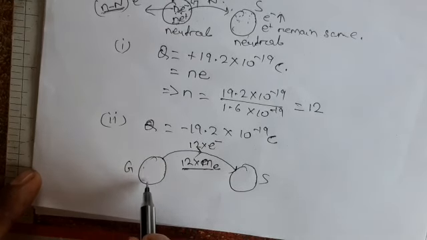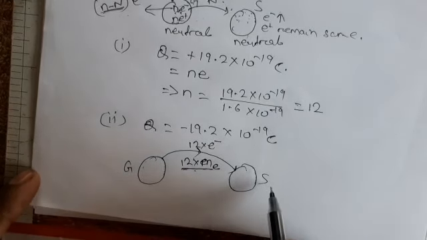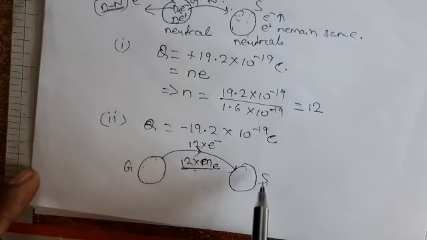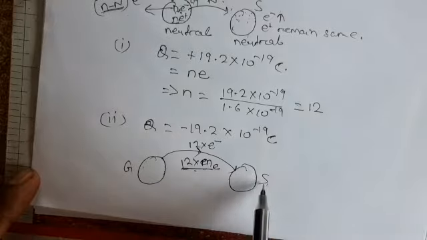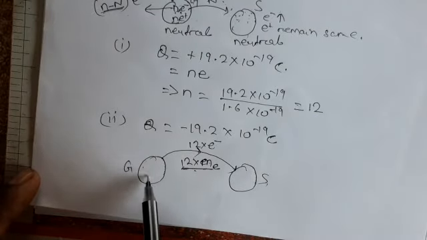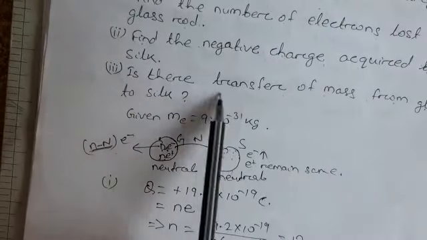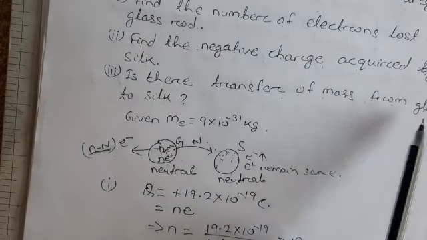तो ग्लास का जो मास होगा वो क्या होगा? रिड्यूस होगा. सिल्क का जो मास होगा वो इंक्रीज करेगा, क्योंकि 12 नंबर ऑफ इलेक्ट्रॉन मास विल इंक्रीज बाय सिल्क एंड रिड्यूस्ड बाय ग्लास. So the third part of the question: is there transfer of mass from glass to silk?